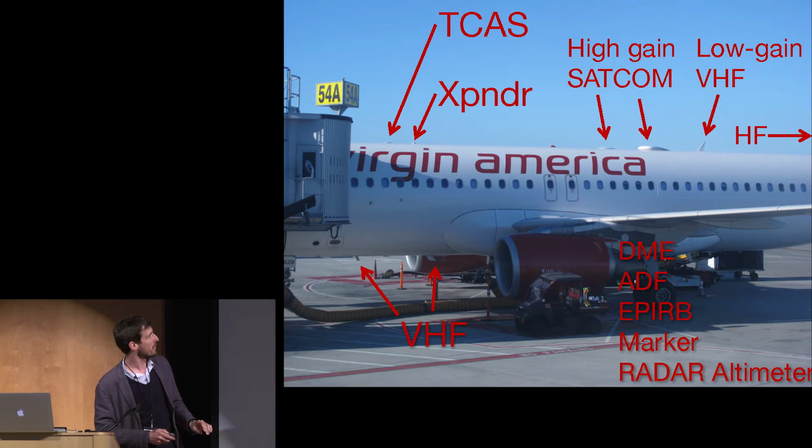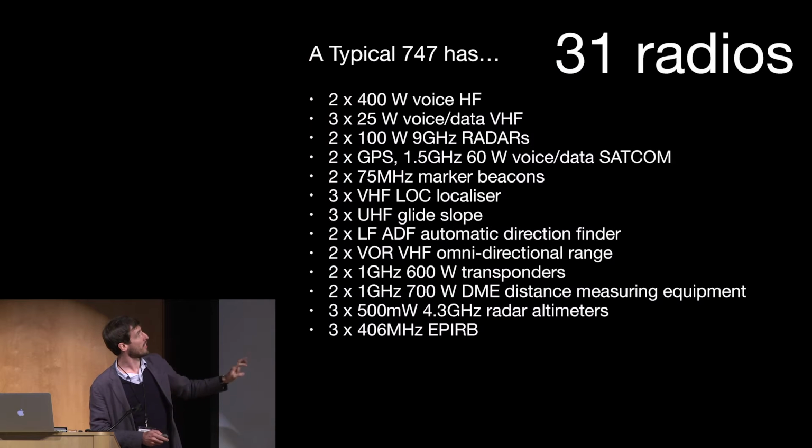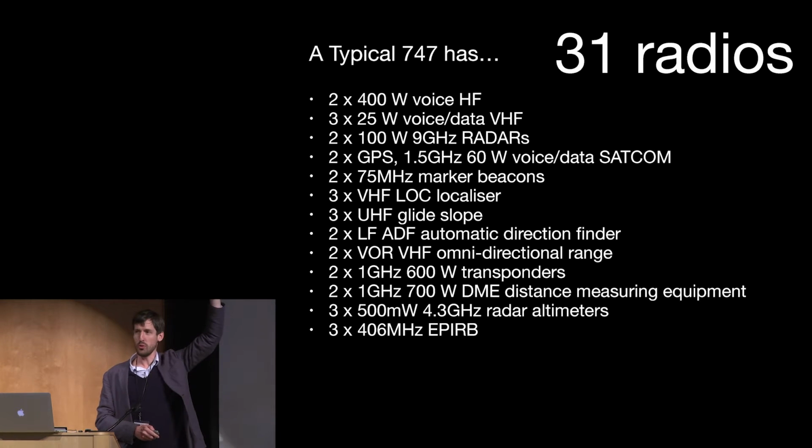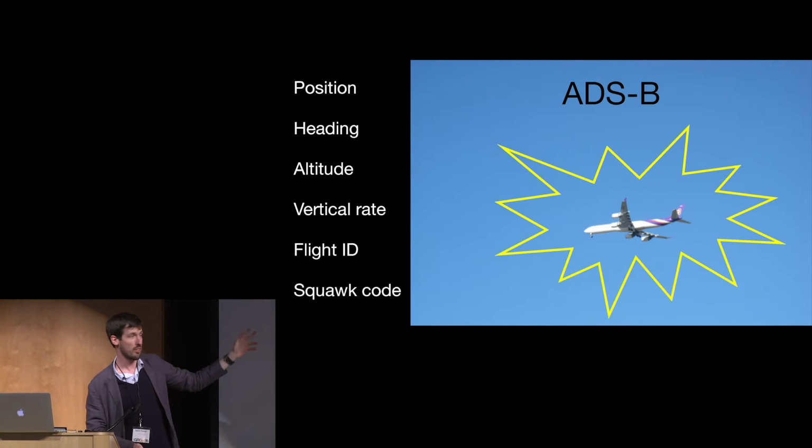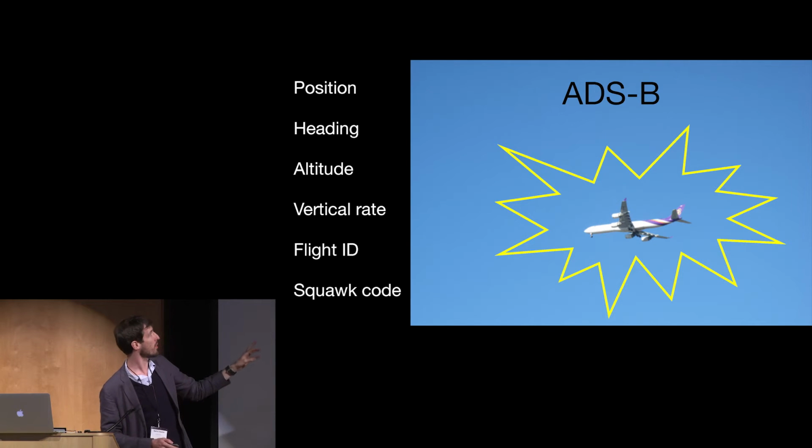So first off, who's actually looked at all the antennas that are sticking out of a plane? There are quite a few, and they do all sorts of different things. Actually, a 747 has 31 radios in total, which makes someone like me very excited. So one of them is ADSB. Who's run some sort of ADSB tracker and tracked planes before? All right, great. It's one of the great apps that you can run with this thing.